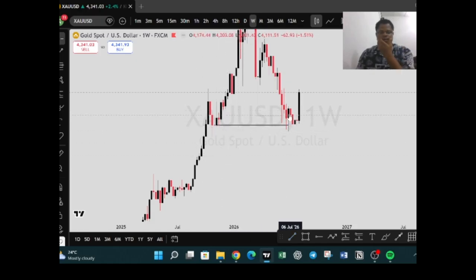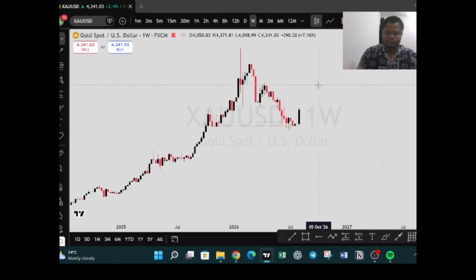Now, this is what I can see on my weekly time frame. Another thing I can see is that we have built liquidity above this zone here. Let me go with the blue line. So this is what I can see on my weekly time frame.